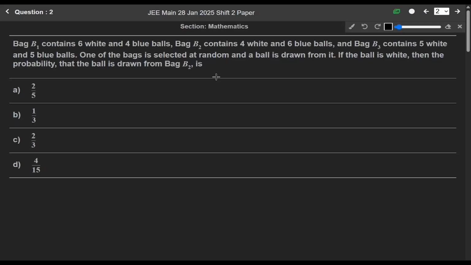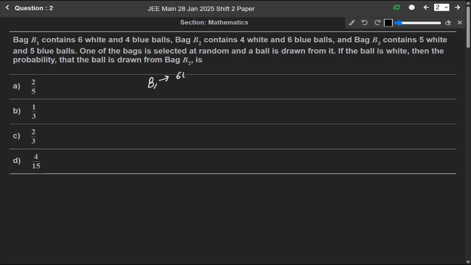Next question is 2. Bag B1 contains 6 white and 4 blue balls. Bag B2 contains 4 white and 6 blue balls. Bag B3 contains 5 blue balls and 5 white balls. One of the bags is selected at random and a ball is drawn from it. If the ball is white, then the probability that the ball is drawn from bag B2 is.